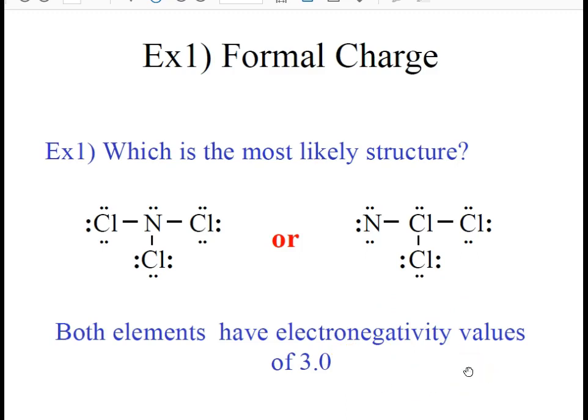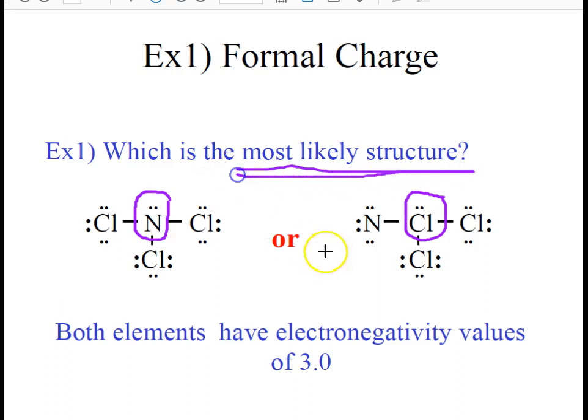Alright, so let's look at 2 different structures for a simple compound, nitrogen trichloride. So we have the option of putting the nitrogen in the center, like you see here, or maybe the chlorine goes in the center, like you see in the second example. Which structure is most likely? So if you're asked this question, you can't just say, oh, this one, because it's more symmetrical, for example. Okay, the explanation for why something is a more likely Lewis structure has to do with the formal charge. So let's calculate the formal charge in both of these structures and see which one fits our requirements better.